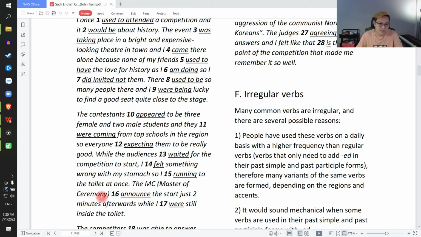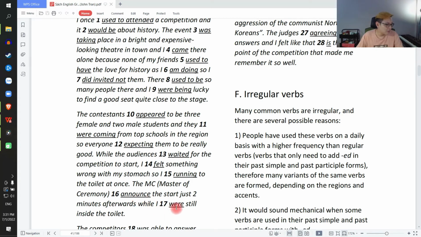The MC or Master of Ceremony announced the start just 2 minutes afterwards. So 16 you can say was announcing, but announced sounds much more natural and better. Because the word announce, when you announce, it can last for a few minutes. Yeah, so it can be continuous too. Cái hành động mà thông báo nó có thể diễn ra vài phút lận, nhưng có thể mang tính tiếp diễn. Nhưng mà cái chữ was announcing á, nó nghe nó không có tự nhiên bằng cái announced nha các bạn.